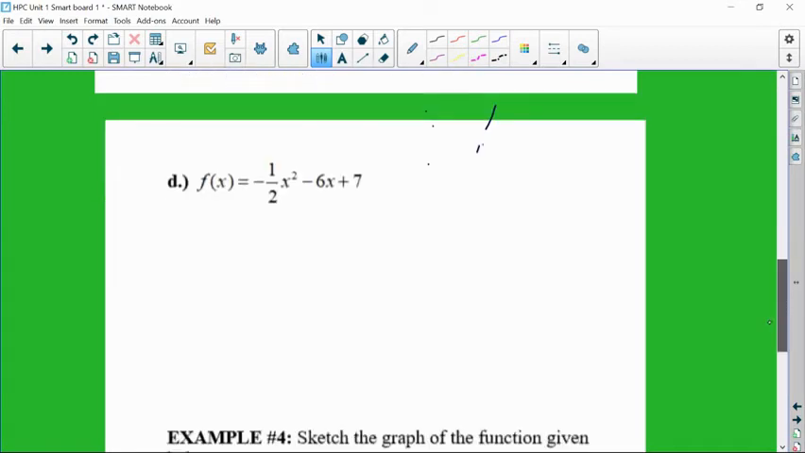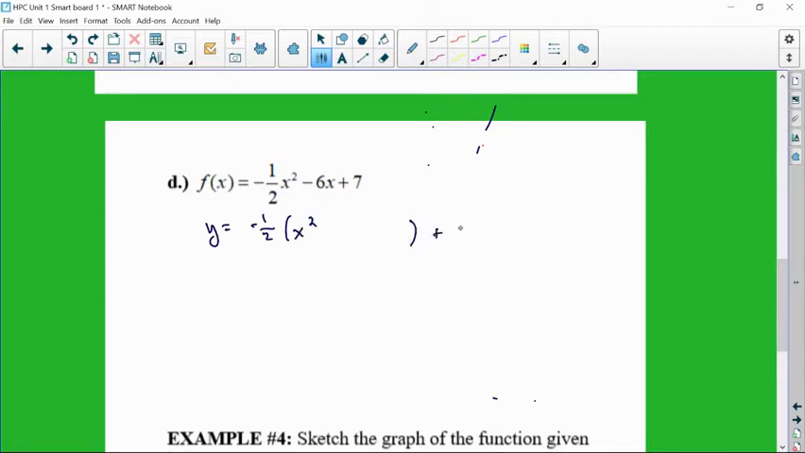Okay, you could do exercise D if you want on your own, pause and see how you did, or follow along. f of x equals, so remember that's just like y equals, negative, so I know that's opening down. But again, there's a coefficient in front, so I'll call it y equals. So we factor the negative 1/2 out of the x squared term. We'll also factor it out of the x term. We push the 7 out. We don't have to worry about factoring that out.